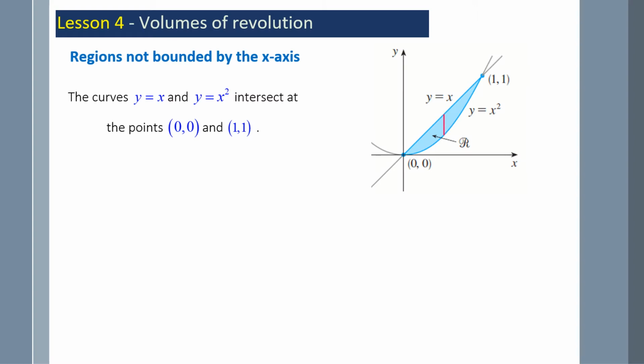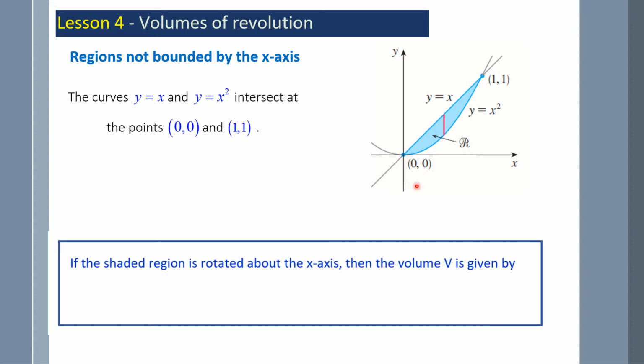As you can see, we have two intersection points, here at 1, 1 and at the origin 0, 0. If the shaded region is rotated about the x-axis, the volume V is given by the following formula. It's the same application as lesson 3. Here we're working out the definite integral of the integrand, which is f(x) squared subtract g(x) squared, with respect to dx.